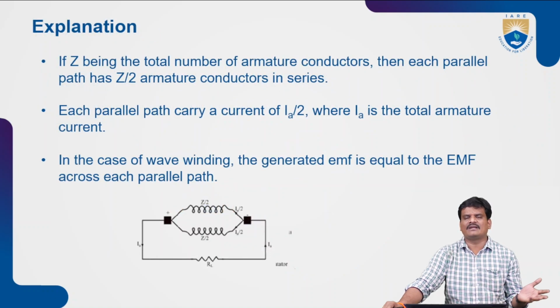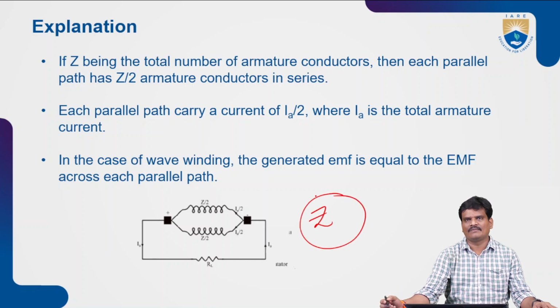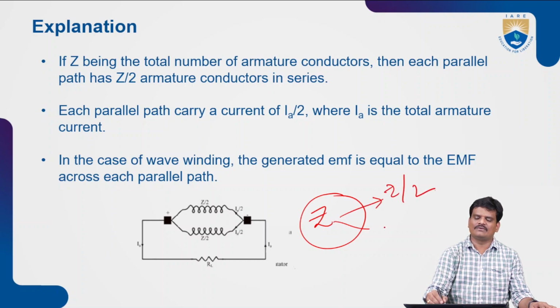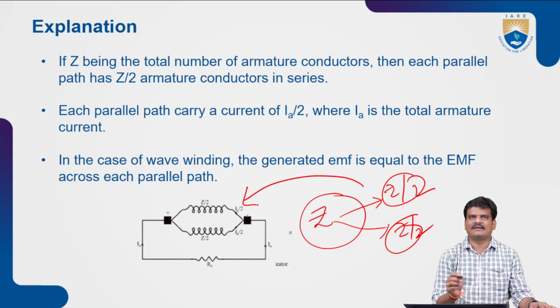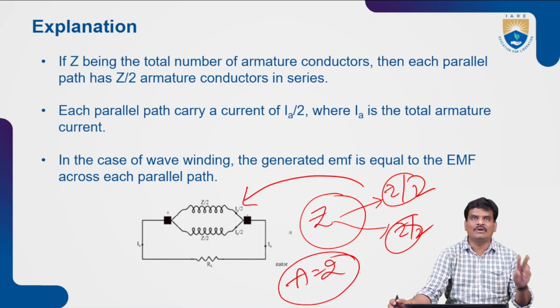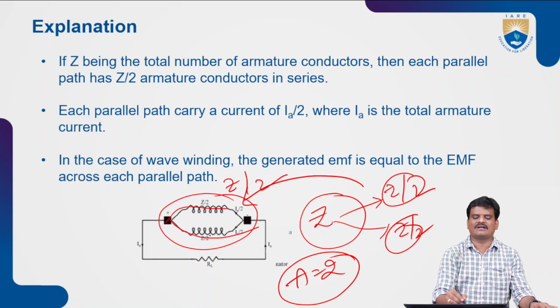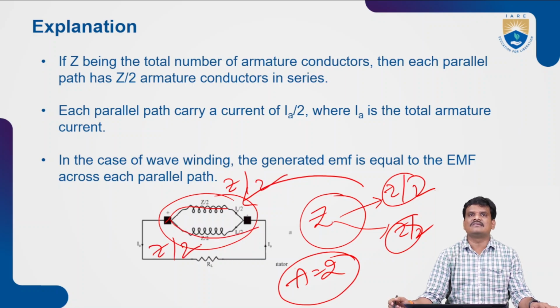Coming to the explanation, how this can be represented and explained, I have taken a simple example here. I have taken a conductor which is represented by Z. Now I have divided the conductor into two equal halves, Z by 2 and also Z by 2. The same thing is represented in this figure. I have taken a single conductor and divided it, because according to the wave winding, A, the number of parallel paths, should be equal to only 2. So I have considered 2 parallel paths here, where the first parallel path has Z by 2 conductors, and the second parallel path also has Z by 2 conductors. In a similar fashion, the current will also get divided into the parallel paths.